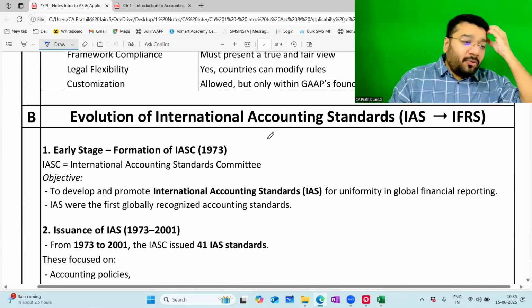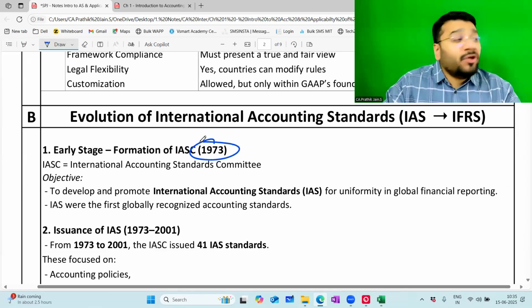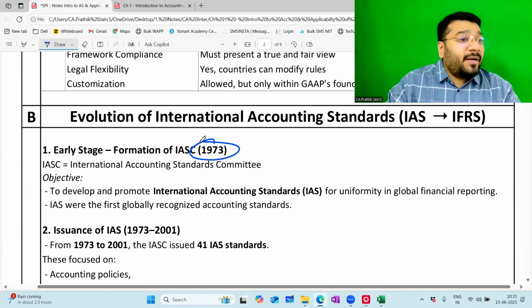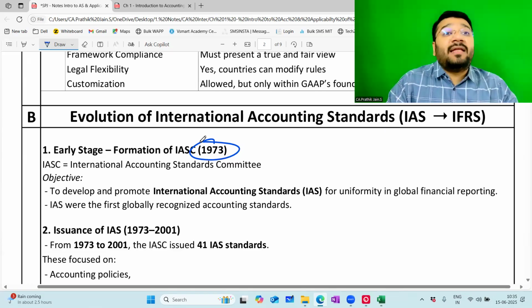So how did all this come into the picture? Before 1973, we didn't have any rules and regulations. So everybody did the accounting the way they felt like doing. And by that virtue, investors back then, based on the financial data that was presented, invested the money, and they lost the money.